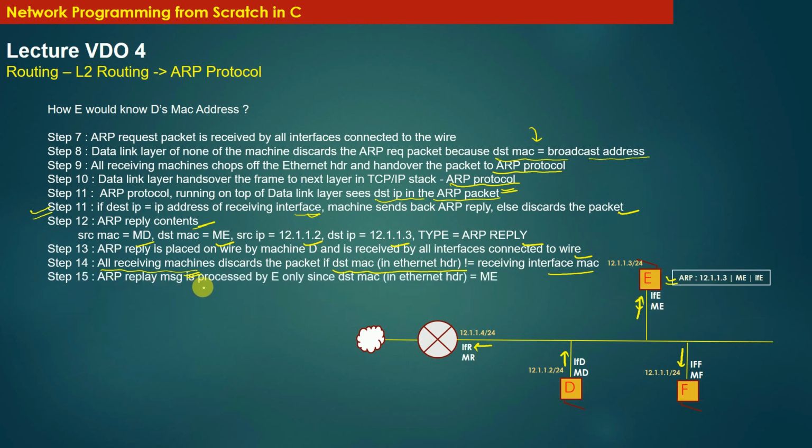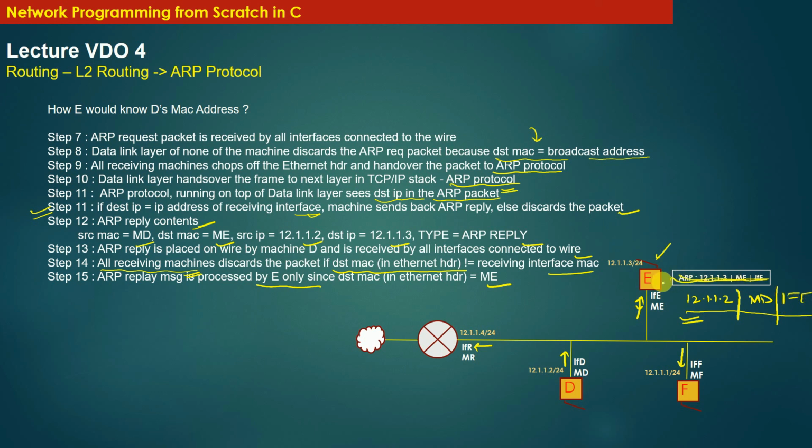The ARP reply message is processed by E only, because the destination MAC address in the Ethernet header is equal to ME. So when machine E processes the ARP reply message, it will fill its ARP table with the information. This information is actually wrong. It will fill its ARP table with the IP address 12.1.1.2, the MAC address MD, and the outgoing interface IFE. So machine E will fill its ARP cache with this information.